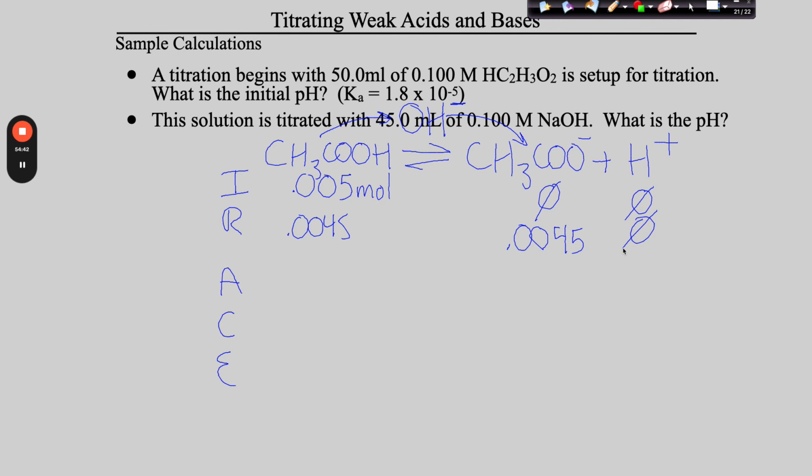This is why the ICE box is so great. So, guys, this one's getting gobbled up, it goes down. This one's getting created, it goes up. So this would be 0.0005, this would be 0.0045, and this is still 0. Then, guys, we need to divide by the adjusted volume, 95, so 0.095 liters. Is that right? Yeah.